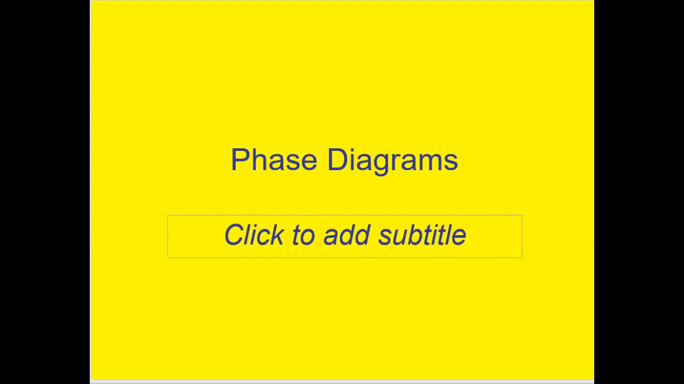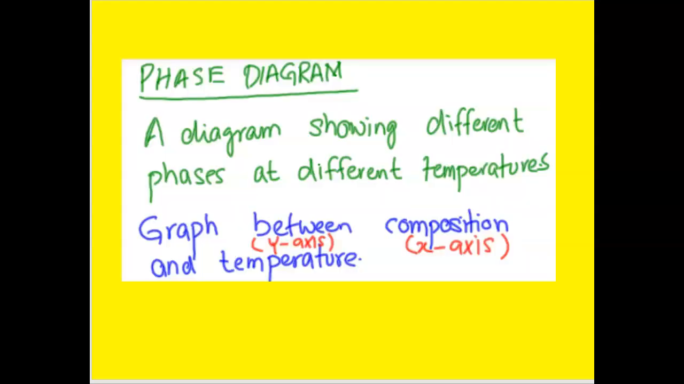Okay, so today we are going to have a look at the phase diagrams. There are binary phase diagrams, there are ternary phase diagrams. We are going to have a look at the binary phase diagrams. Now, what are the phase diagrams? A diagram showing different phases at different temperatures.